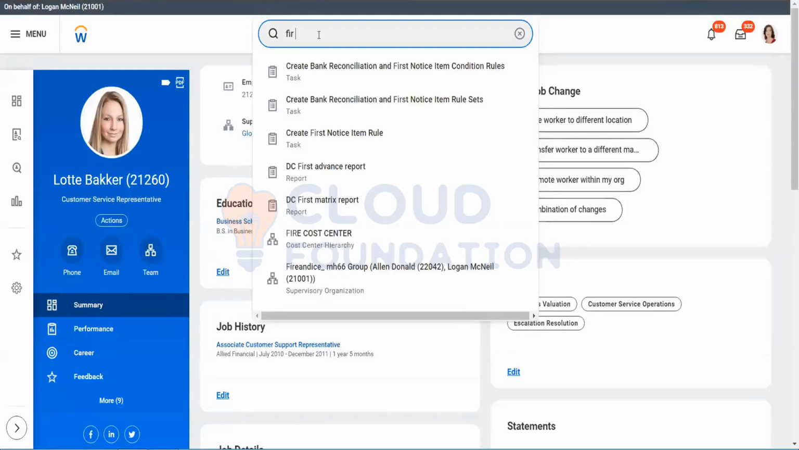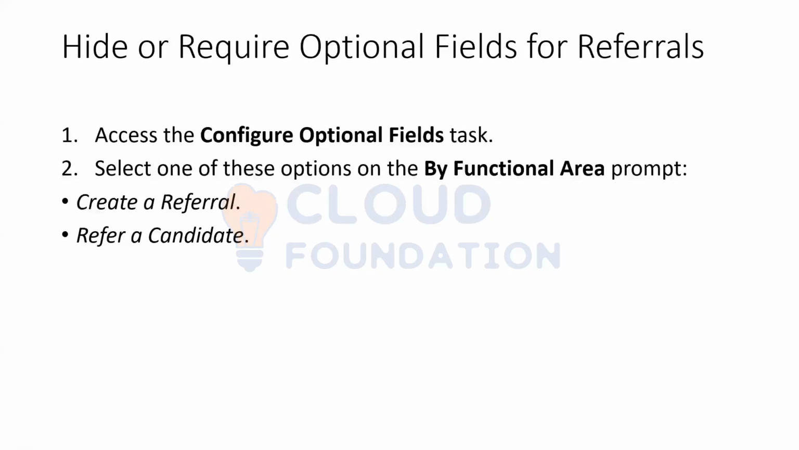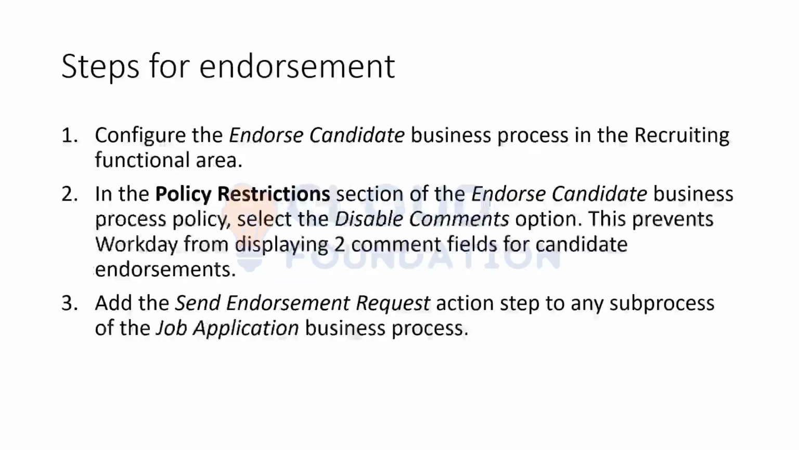If the candidate is internal, skip this step or something like that. Then set up referral payment. We have already seen that, right? When we are creating the job rec, we can attach the standard referral payment. Then we have to add a one-time payment for referral as a step in any one of the job application stages. Then hide or require optional fees for referral. That is not an important slide, I would say. Then how to set up endorsement, I've told you, right? You need to add a step to send the request and then the endorse candidate BP should be created.